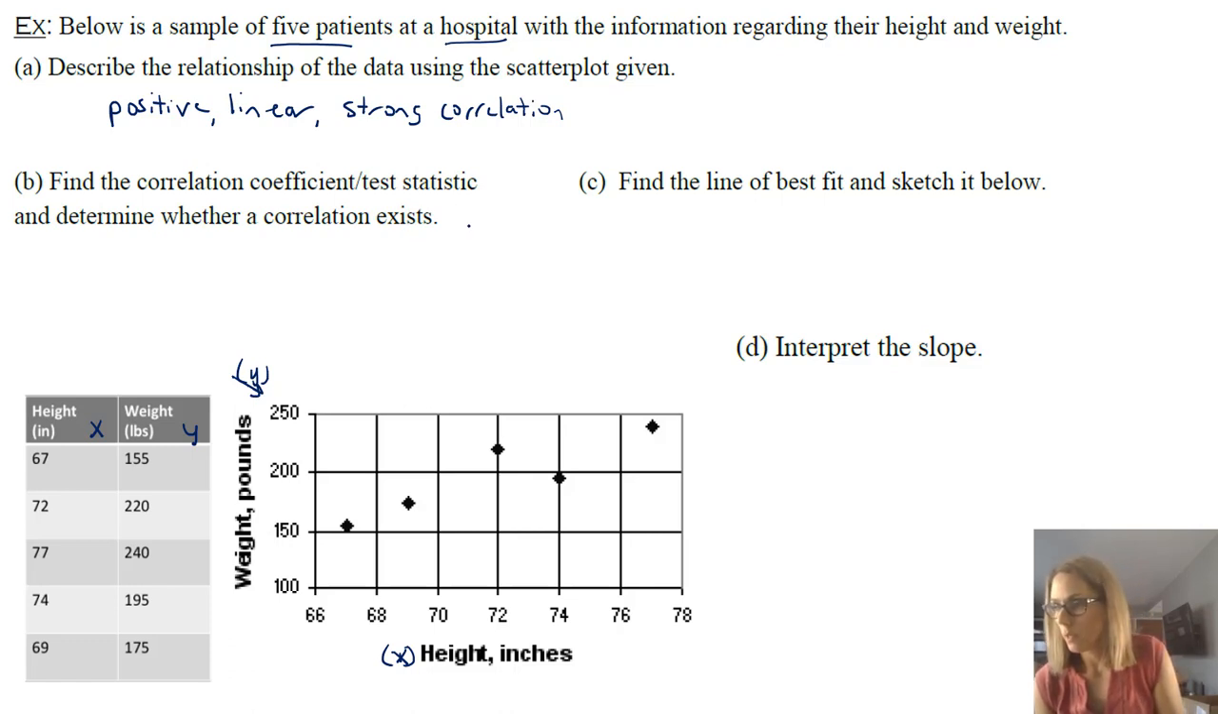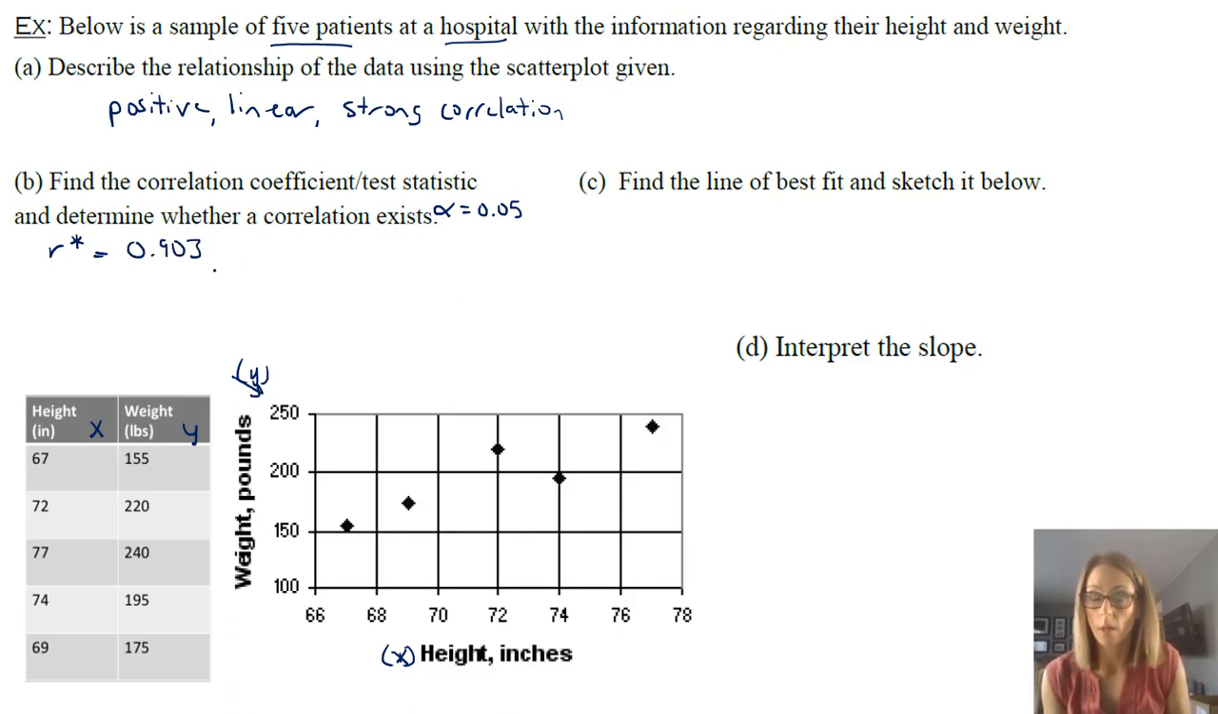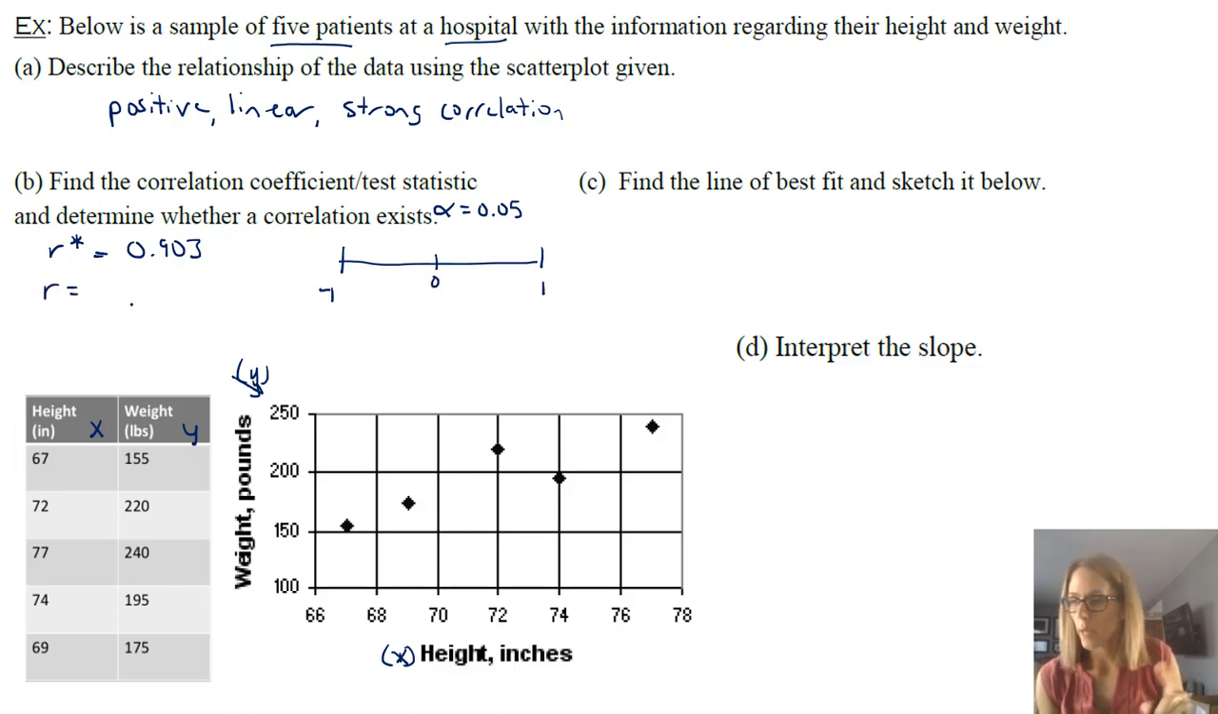We're not given anything, so I'm going to do alpha being 0.05. R star, again, if you put in the x's and the y's, you should get 0.903. So you can see that's a pretty strong correlation in the positive direction, heading up. If you look in your table, thinking about our table from the last section, we only have 5 data points there.